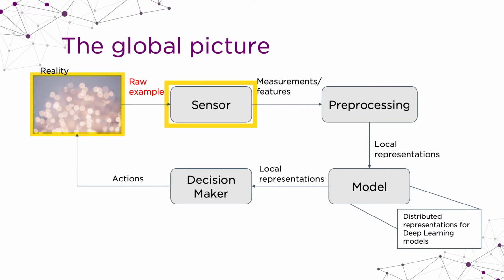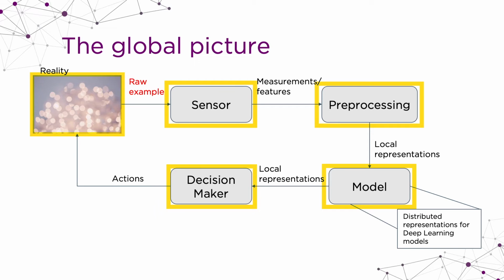So these features will be pre-processed. I will obtain some representation that we call local representation. I will give it to my model, and the model will output another representation that will be given to a decision maker that will take some actions in reality. And then I recover new data, and you can see the global picture.